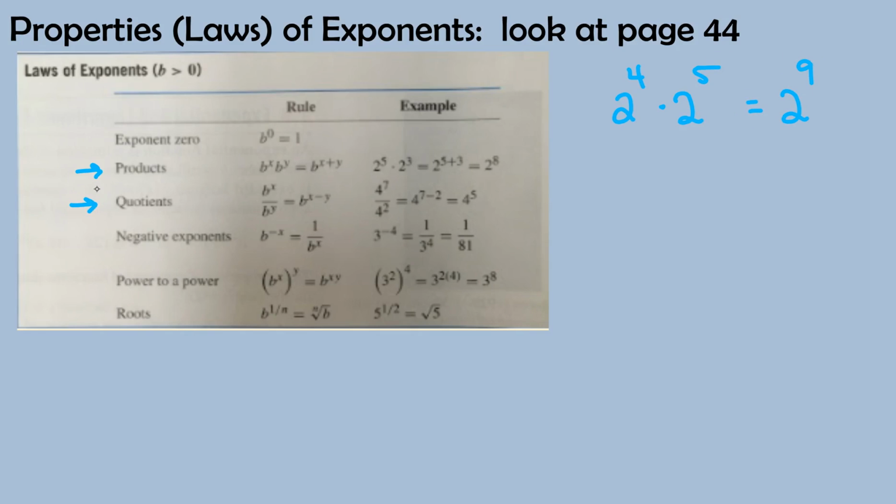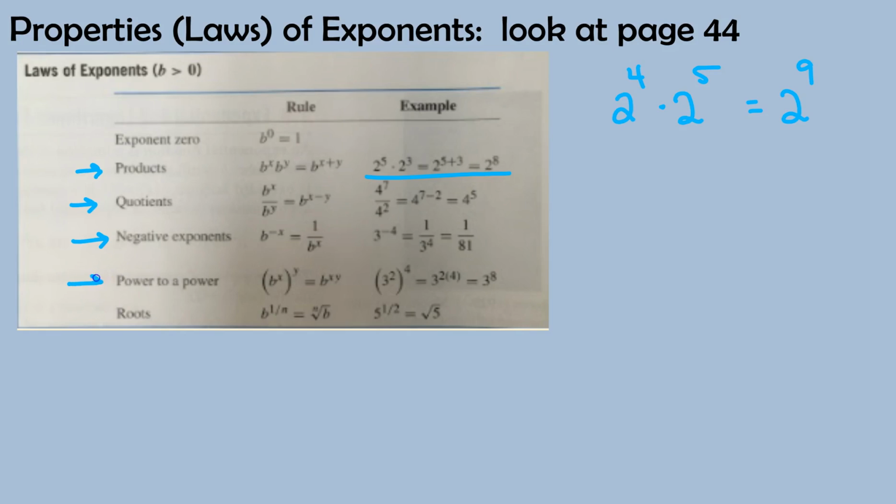We have the quotient property. Oh, look, there's examples right there. I don't have to make up my own. We have the quotient property, 4 to the 7th over 4 to the 2nd. You subtract the exponents, you get 4 to the 5th. We remember that negative exponents mean reciprocal. So if you see b to the negative x, you make it 1 over b to the x. If you saw 3 to the negative 4th, you make it 1 over 3 to the 4th.